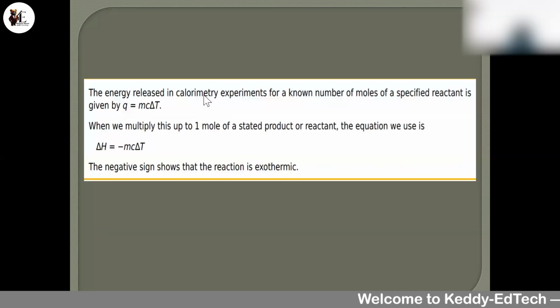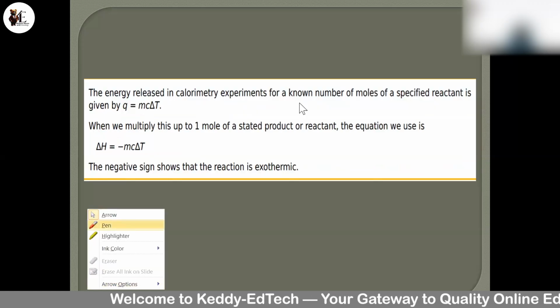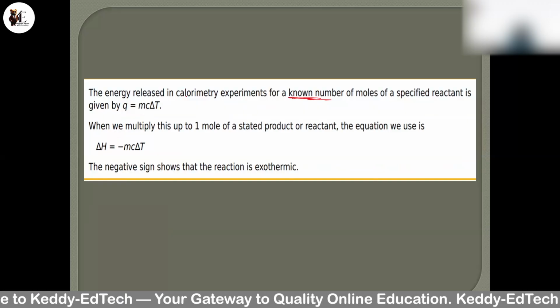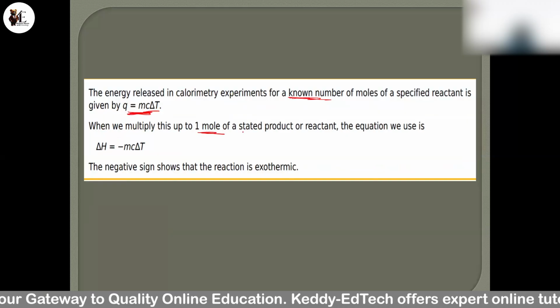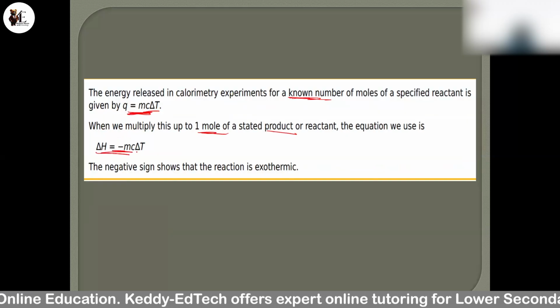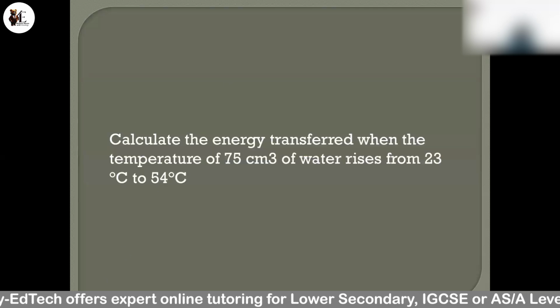The energy released in calorimetry experiments for a known number of moles of a specified reactant. Why known number of moles? Because we are putting in a known amount of reactant. So it is given by Q is equal to mc delta T. When we multiply this up to 1 mole of a stated product or reactant, the equation is delta H is equal to minus mc delta T, and the negative sign shows that the reaction is exothermic.